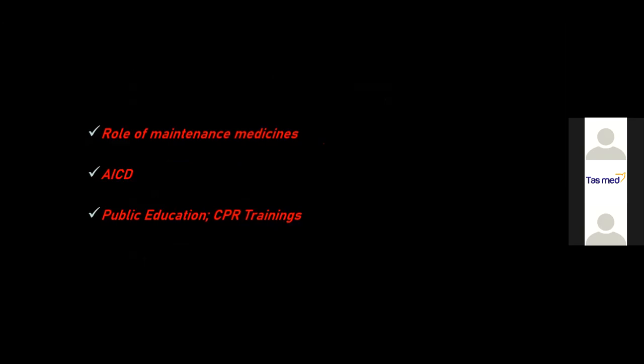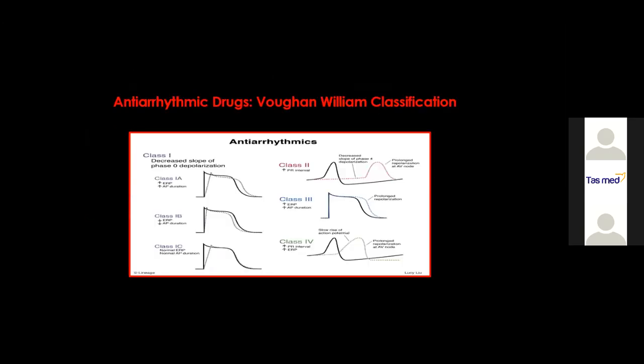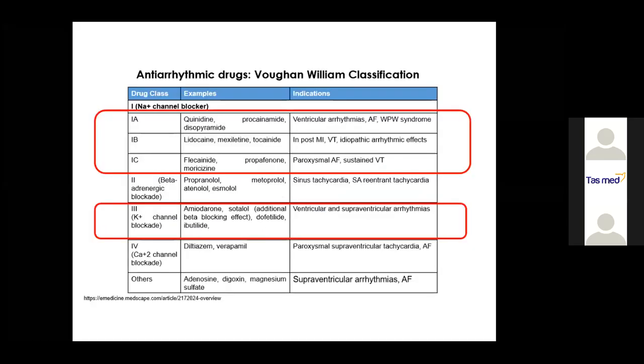As far as maintenance medicines are concerned, there are many, out of which we all know from the Vaughan-Williams classification, they are classified into class 1, 2, 3, and 4 category of medicine. Now class 2 are the beta blockers. Class 1A, class 1B, and class 1C are the sodium channel blockers. Class 1B medicine is Mexiletine.